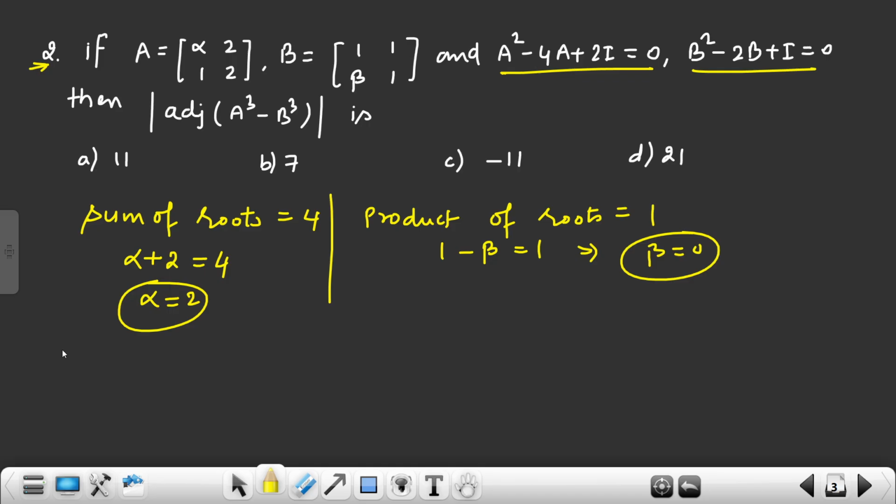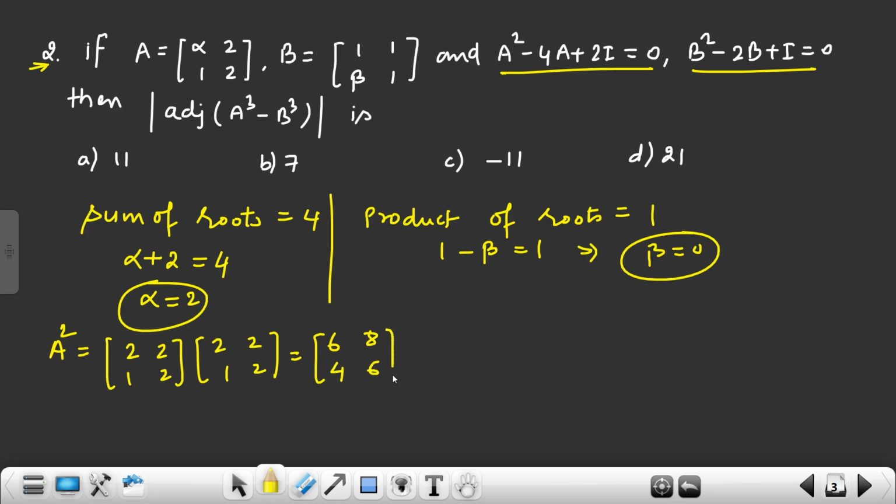Now what is my A cube? So let's calculate A. A is 2, 2, 1, 2. Now let's do A square. 2, 2, 1, 2. Very easy it is. 4 plus 2, 6. 4 plus 4, 8. 2 plus 2, 4. 2 plus 4, 6. Multiply again with A, 2, 2, 1, 2. 12 plus 8, 20. 12 plus 16, 28. 8 plus 6, 14. 8 plus 12, 20. Right, this is my A cube value.